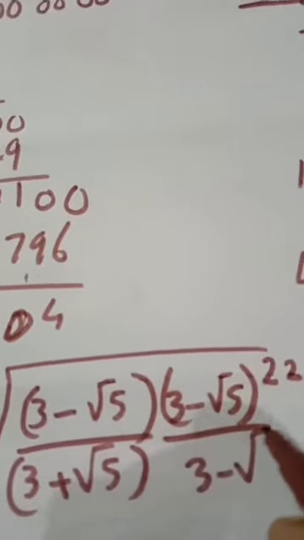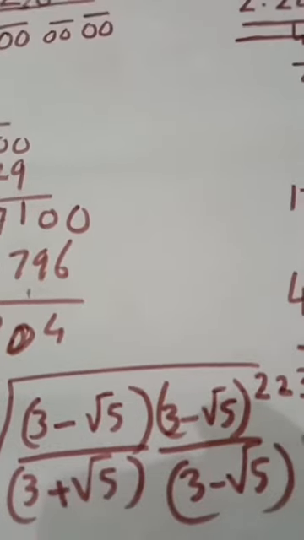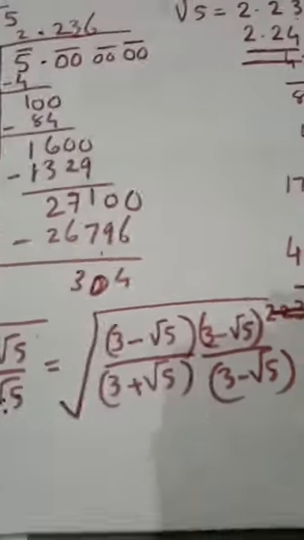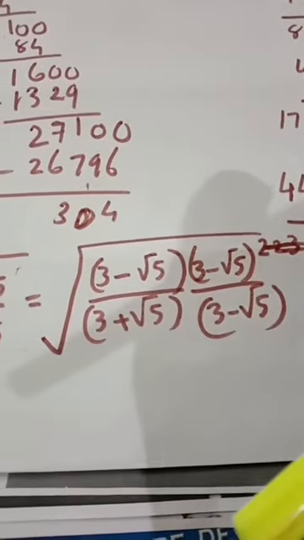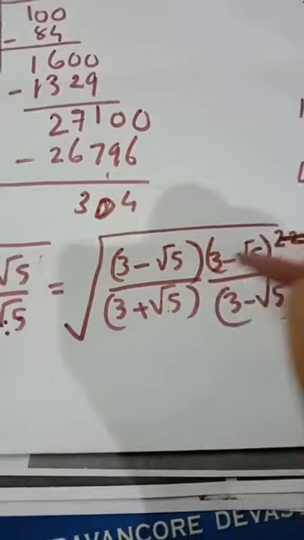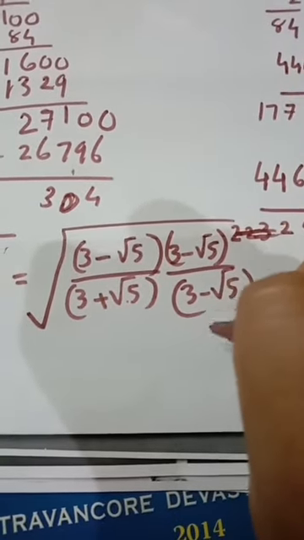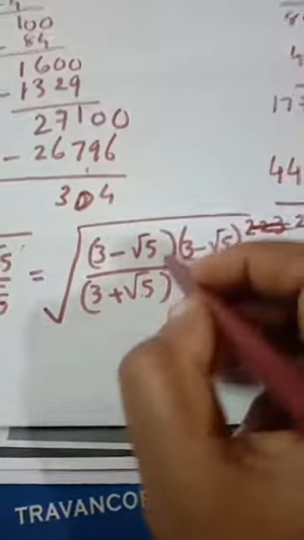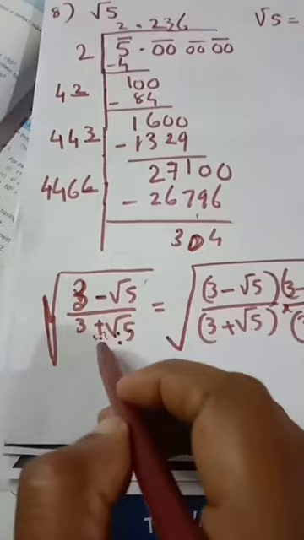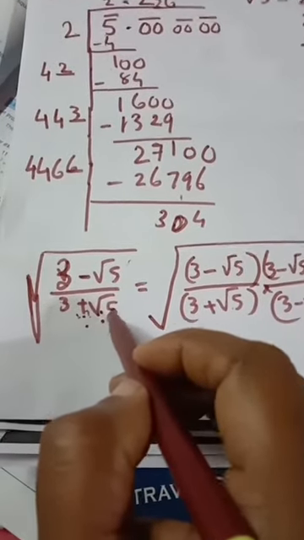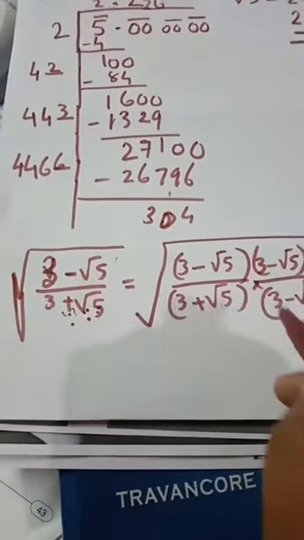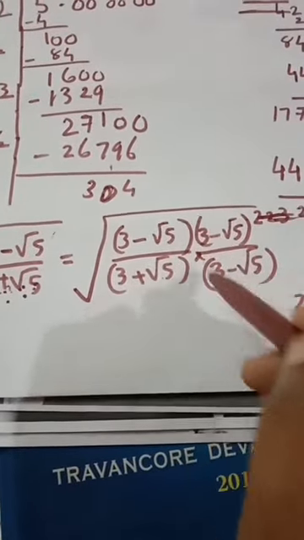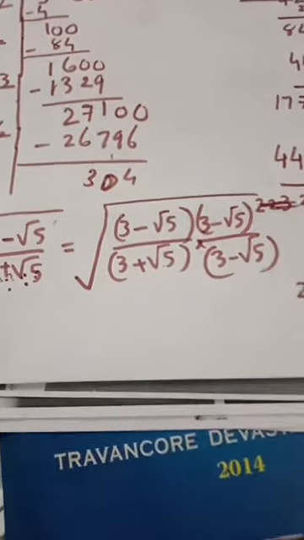3 minus root 5. Clear? 3 minus root 5 by 3 plus root 5, and both the numerator and the denominator should be multiplied by 3 minus root 5. Here 3 plus root 5 is in the denominator. We want to rationalize this 3 plus root 5. For that we are taking 3 minus root 5. And multiply both numerator and denominator by 3 minus root 5.